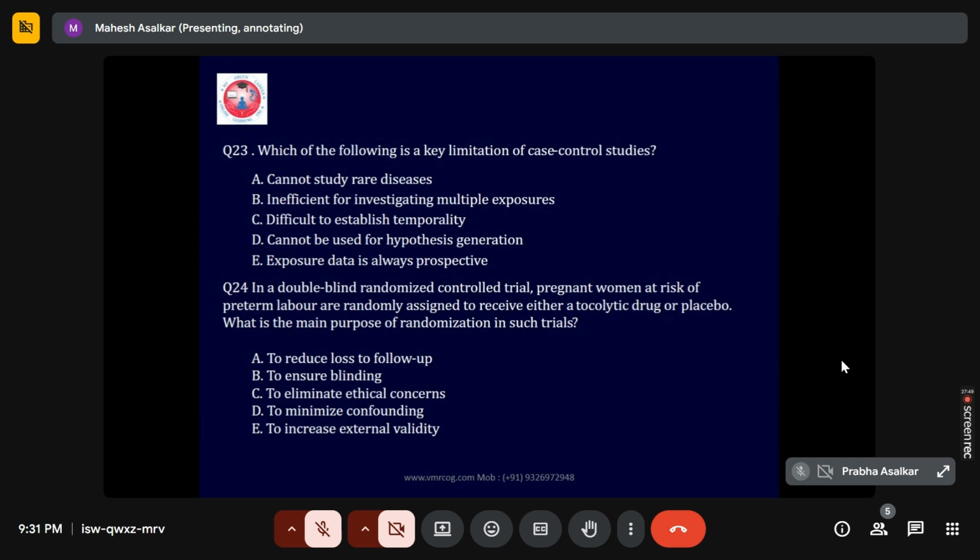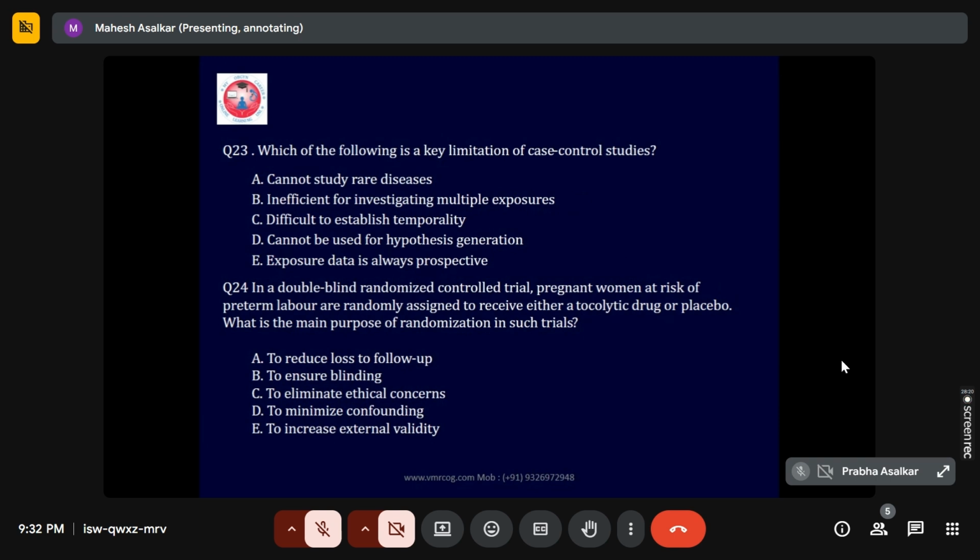Question 24. In a double-blind RCT, pregnant women at risk of preterm labor are randomly assigned to receive either a tocolytic drug or placebo. What is the main purpose of randomization in such trials? Option A, to reduce loss to follow-up. Option B, to ensure blinding. Option C, to eliminate ethical concerns. Option D, to minimize confounding. Option E, to increase external validity.